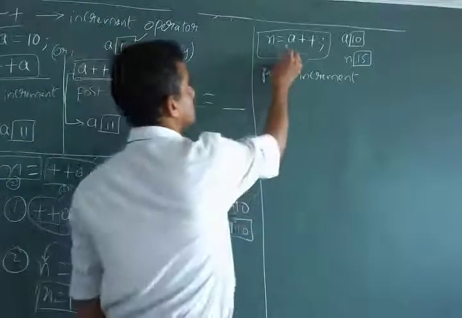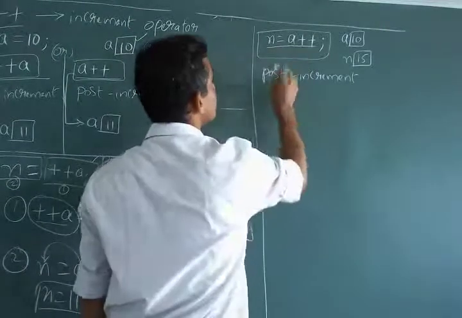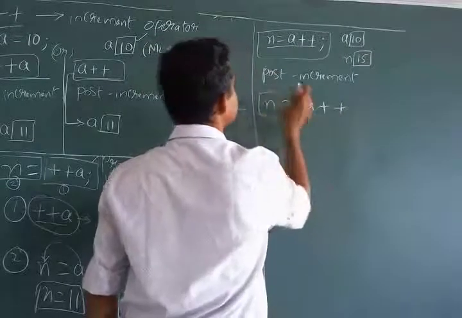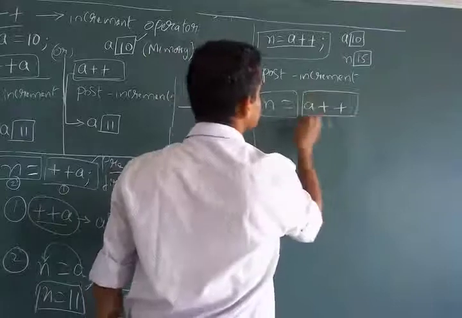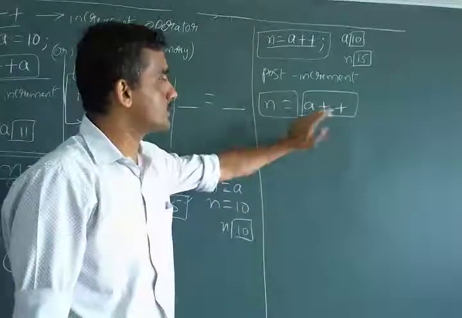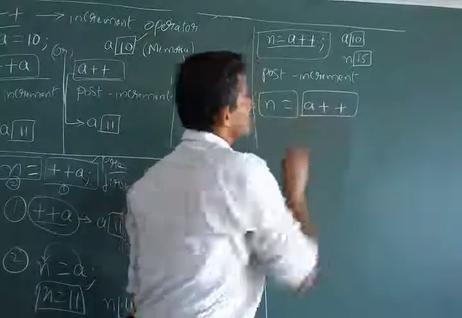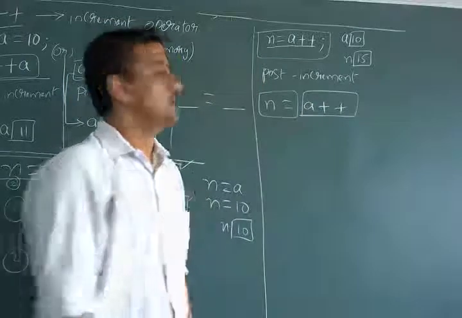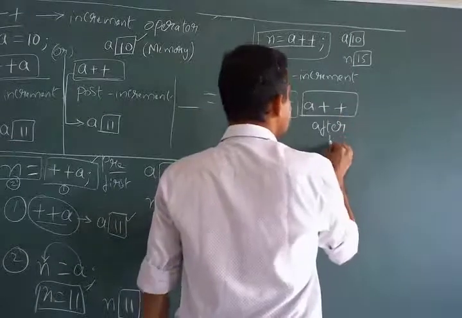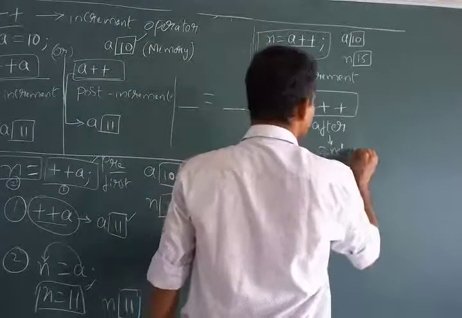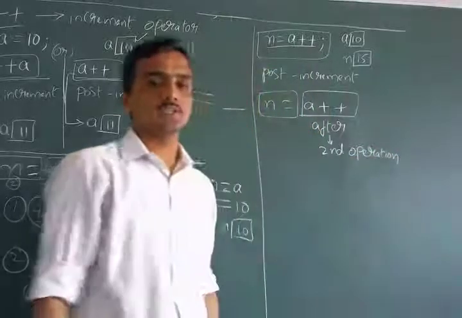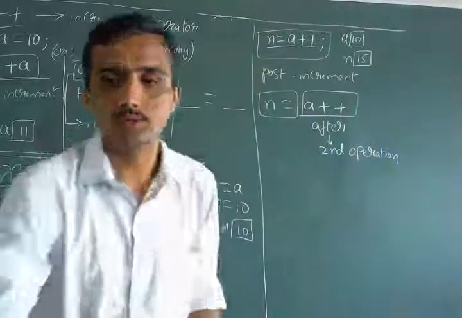Now, how we have to solve this? So n equals to a plus plus. Here also we have two operations. That is n equals to, this is one operation, a plus plus, this is another operation. You just see where plus plus is present. After the variable. So if it is present after the variable, this should be done as second operation, not first operation. Understood?